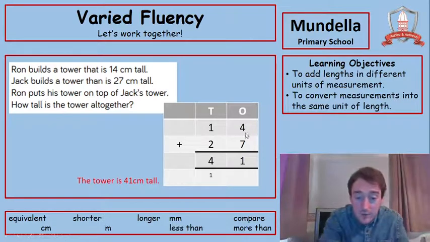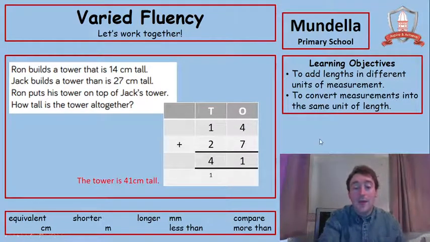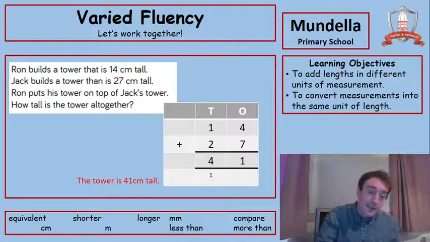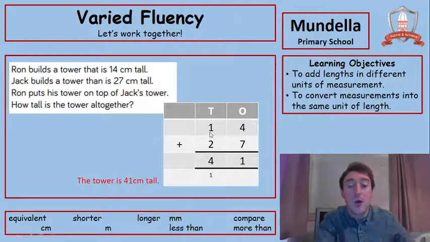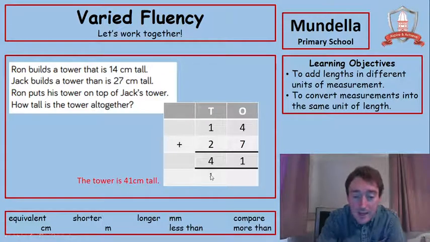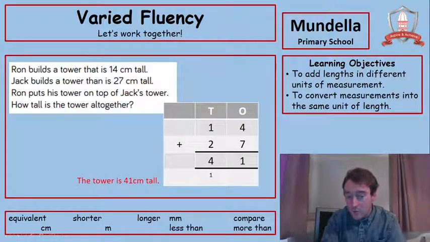Okay, if, for example, you've got 4 add 7 and it equals 11, we're going to put that 1 of the 11 in the ones column, and the 1 of the tens we're going to move on to the tens column because we'll have to add it on here. So we have 1 add 2, which we know equals 3, but we had an extra 10 here from this answer, so it's 4, and that gives us 41 centimetres. The tower is 41 centimetres tall.